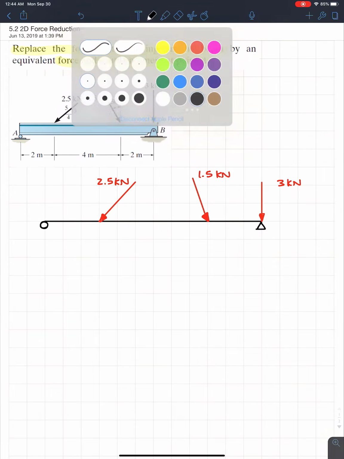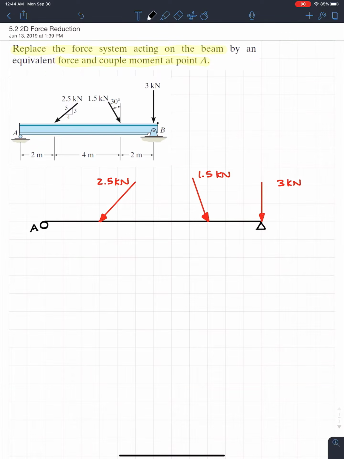Real quickly, we should add in some other stuff. We know that this point is A, and this point is B. We have some angles for our forces that we should probably include to help us solve. So we know that this is 4, 3, and 5. We're given an angle for this force, so we're just going to put this straight up and make the angle to show that this is 30 degrees. And finally, for beams, we should always dimension our beams because we're dealing with moments a lot. It's good to know dimensions so that when we're dealing with the moments, we can find the moment arm that we are going to need.